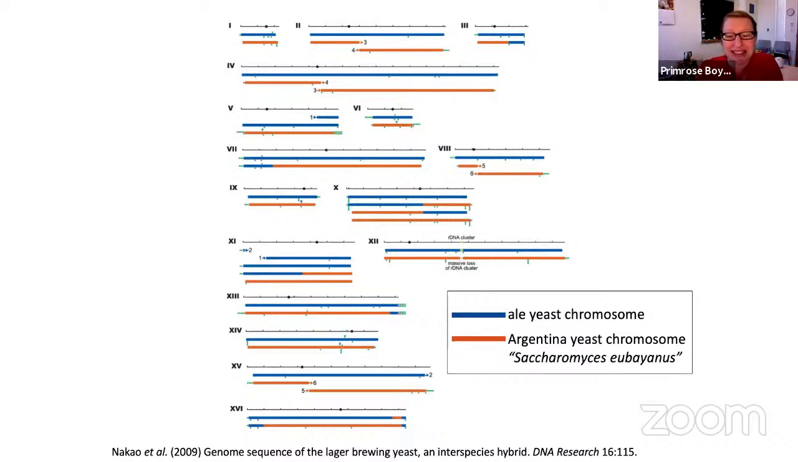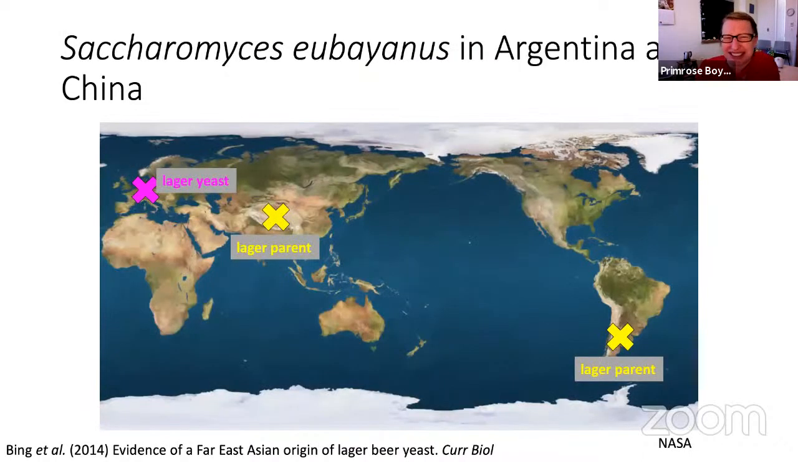And so they named this yeast Saccharomyces eubayanus. And they said, we've identified the parent, the mystery parent of our hybrid yeast. So this was the big discovery of 2011. Like, oh, we finally, after centuries of having lager yeast, we now know where it comes from. It comes from Argentina. How did it get to Europe?